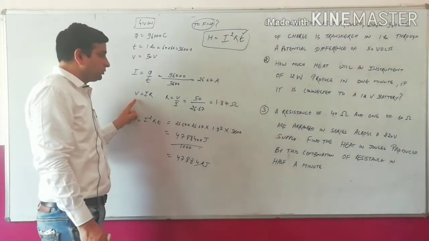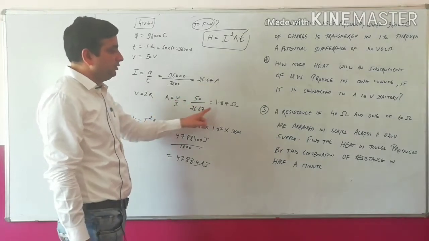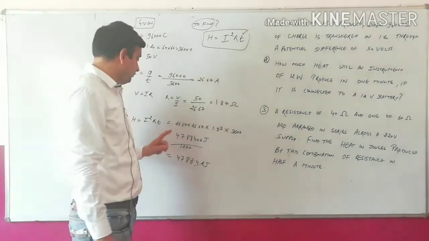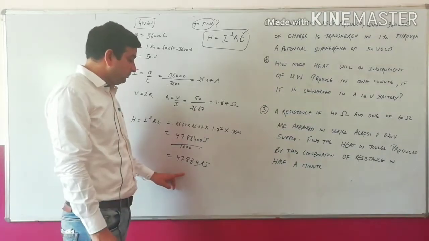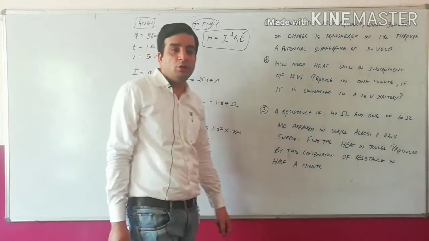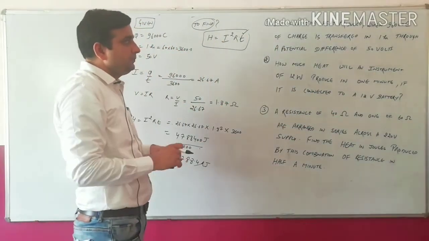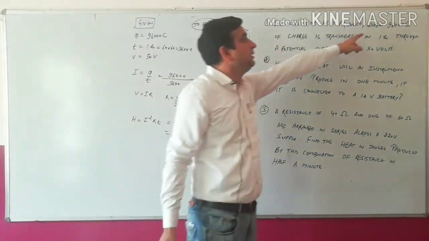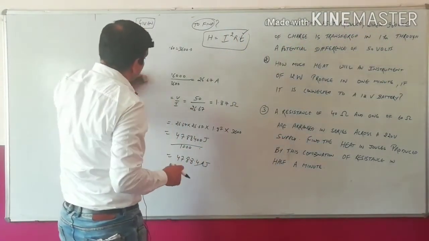Next we have to calculate R, by using Ohm's law. Potential difference is given. I we have already calculated. The value of R is 1.87 ohm. Next, by applying Joule's law of heating, you will get 4788.4 kilojoules. So that's how you can calculate the heat produced when the statement is given in terms of charge. So I hope this numerical is clear to everyone.